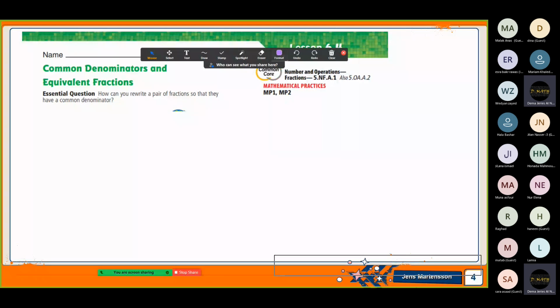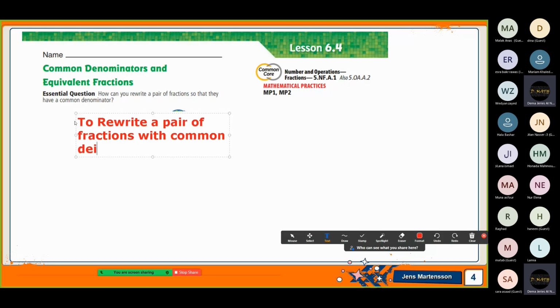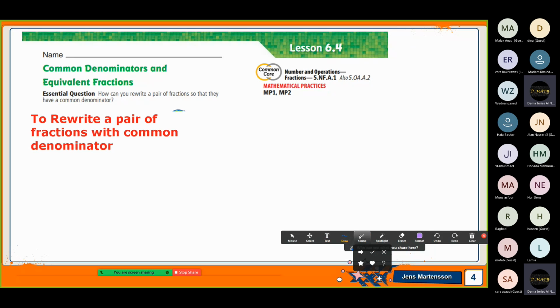Now, in order to find the equivalent of a fraction, to rewrite a pair of fractions with common denominator. Now, how to rewrite it? Before that, what do you mean by numerator and what do you mean by denominator?